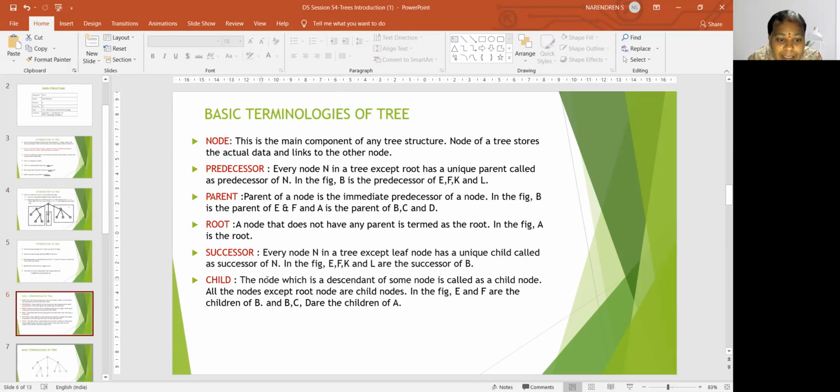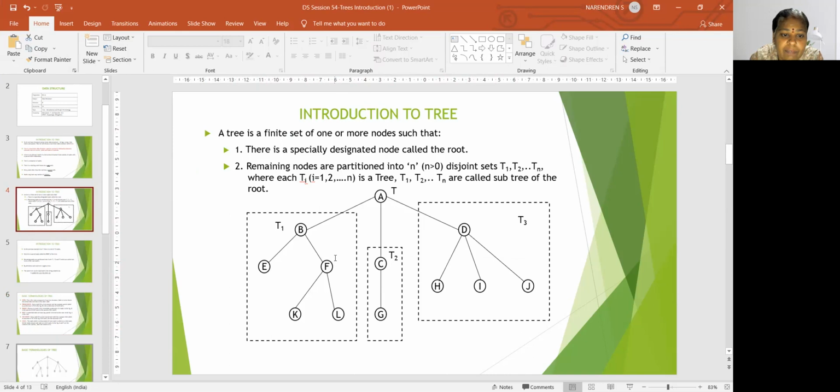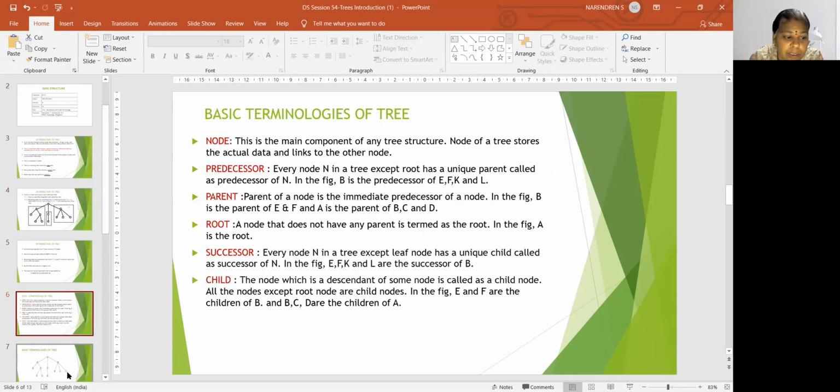So, what is a child? The node which is a descendant of some node is called a child node. All the nodes except the root node are child nodes. So see here, E and F are the children of B, which we have already seen. K and L are the children of F, not further. So these are some of the concepts.